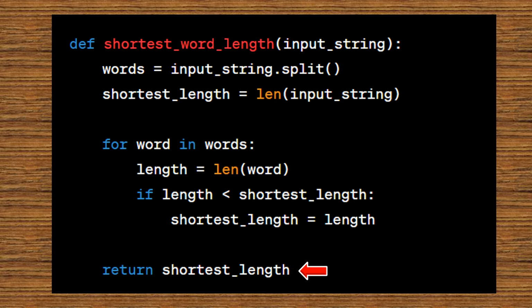After finishing the loop and examining all the words, we exit the loop and return the final shortest_length as the result of the function. And that's it. We've covered the entire code solution step by step.